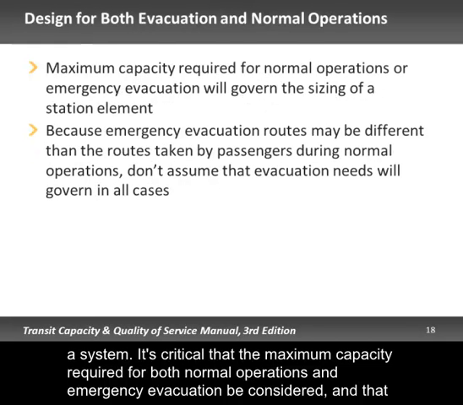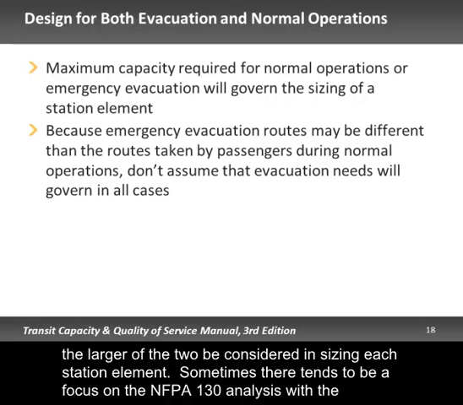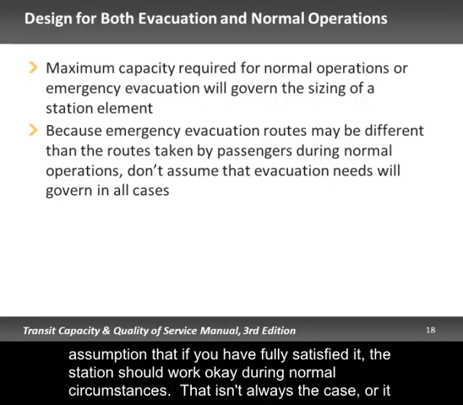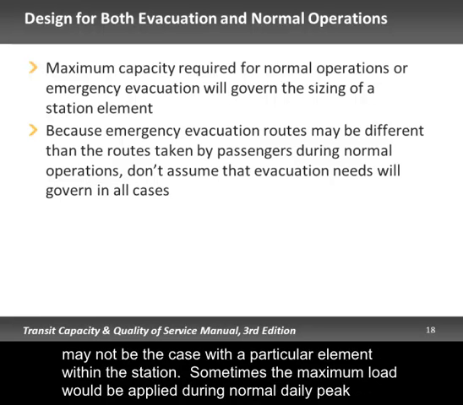It's critical that the maximum capacity required for both normal operations and emergency evacuation be considered, and that the larger of the two be considered in sizing each station element. Sometimes there tends to be a focus on the NFPA 130 analysis with the assumption that if you have fully satisfied it, the station should work okay during normal circumstances. That isn't always the case, or it may not be the case with a particular element within the station.